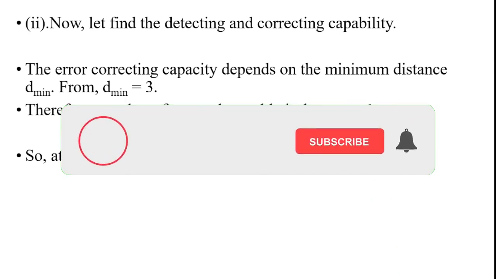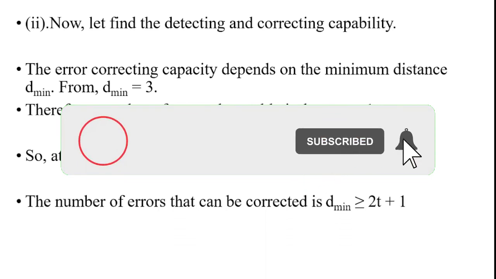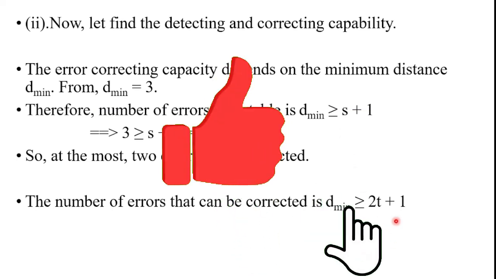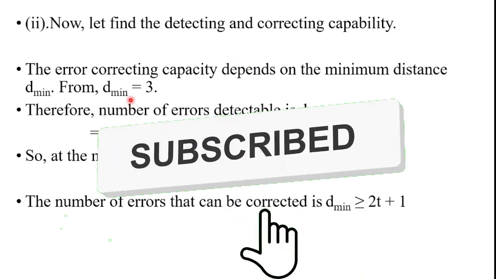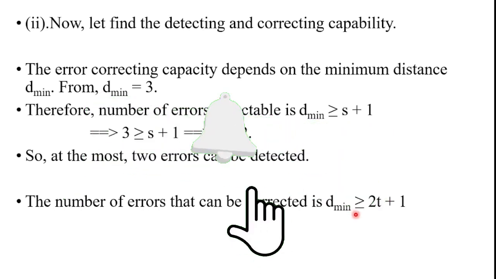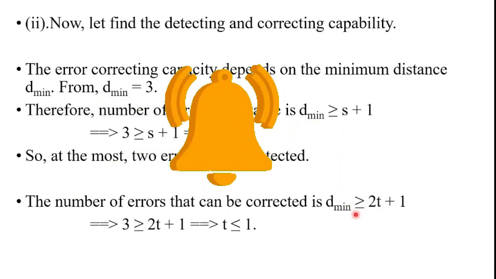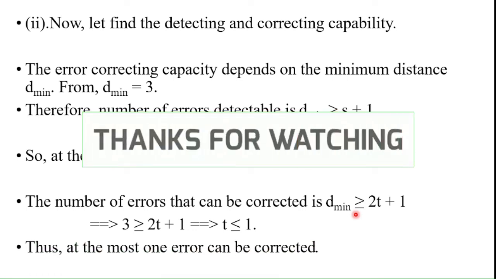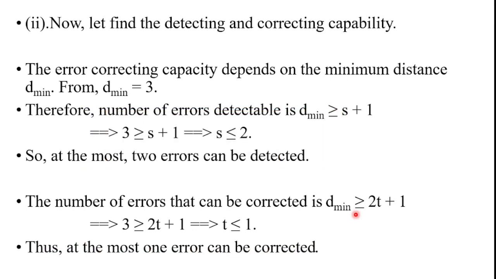Next, find out the error correcting capability. We know that the number of errors that can be corrected is given by d minimum greater than or equal to 2t plus 1. Here d minimum is 3, and substituting, we get t less than or equal to 1. Therefore, one error can be corrected. So this is the procedure to determine error correcting and error detecting capabilities.